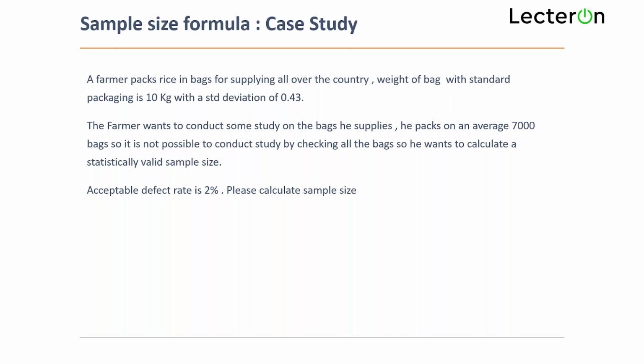So for us to calculate, first we need to see what information is available to us. Because we have not been given the confidence level, we'll assume it to be 95%. So when we say 95% confidence level, z is equal to 1.96, as we saw in the earlier slides. The acceptable defect rate we have been given is 2%, so the denominator is 0.02, and then we have been given the standard deviation value, which is 0.43.